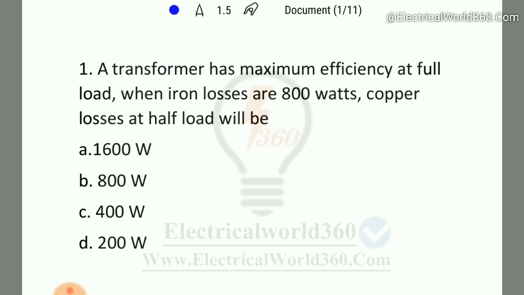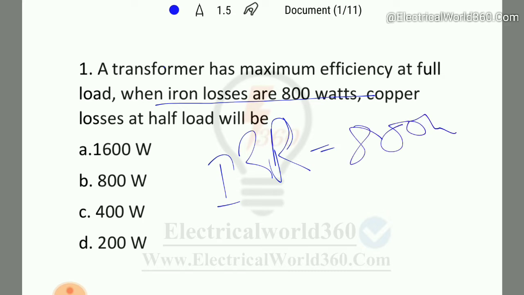So as we know, for maximum efficiency, copper losses equal iron losses. That means I square R equals the iron losses. So here you can see in the question, the iron losses are 800 watts. That means copper losses equal 800 watts.